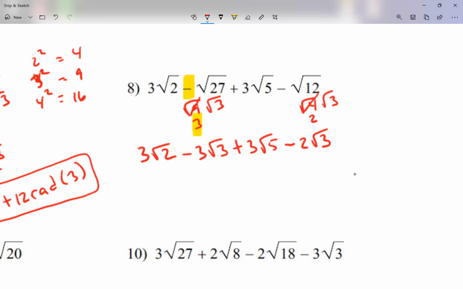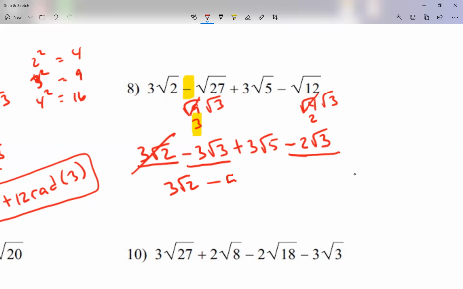Then combine like terms. Let's see. Radical 2, that's the only term that I see with radical 2. So I'm going to write this as 3 radical 2. As a matter of fact, let me cross it out because I already used it. Now with radical 3's, I see negative 3 radical 3 and negative 2 radical 3. I'm going to combine my like terms. So I'm going to call this negative 5 radical 3. Just combine my coefficients. Leave the radical alone.